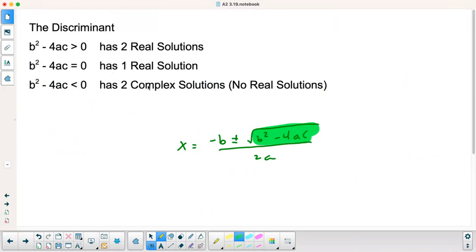If it's 0, well, when you add 0 and then subtract 0, you get the same number. So you really only get one real solution. And then if it's less than 0, if it's negative, that whole quantity will have complex numbers because the negative under a radical will give us i. Okay, so I would write this down somewhere. This is called the discriminant. This will help you determine how many solutions we have and what type of solutions, whether they're real or complex.